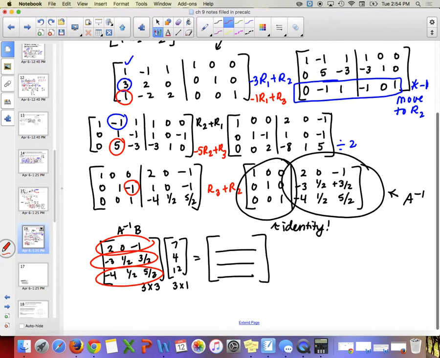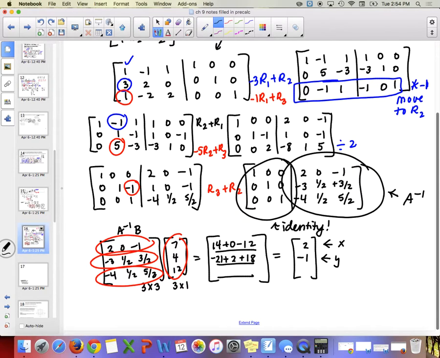Okay, so if you have 2 times 7, you get 14, plus 0, minus 12. So what is X? 2, yeah. All right, if I take negative 3 times 7, I get negative 21. I do plus 2. Plus, what's 3 over 2 times 12? 36 over 2, which is 18. So I get negative 21 plus 20, negative 1.